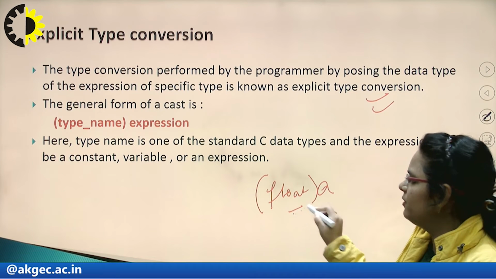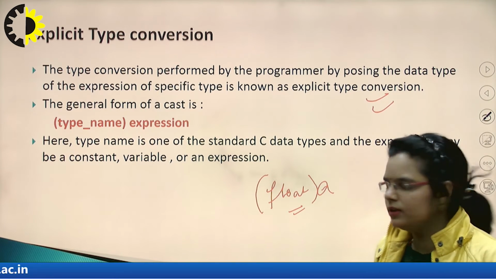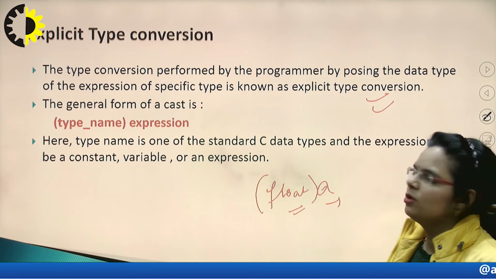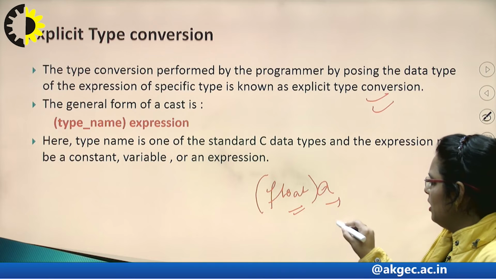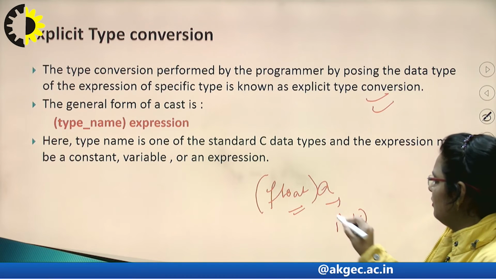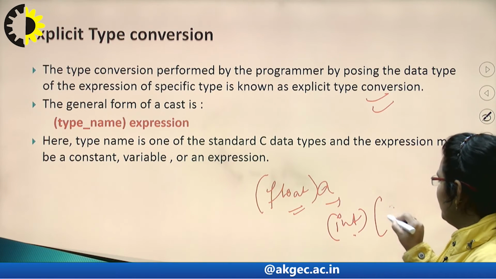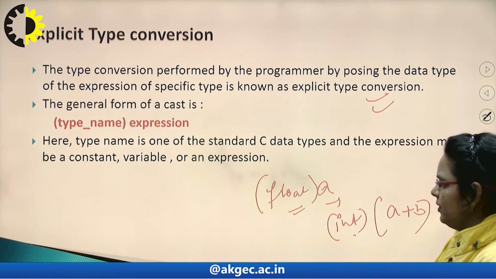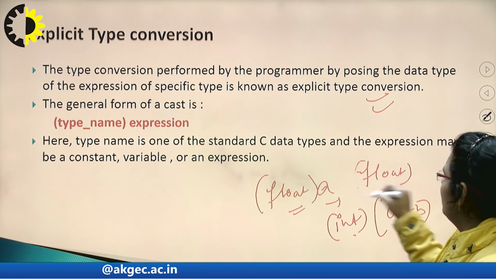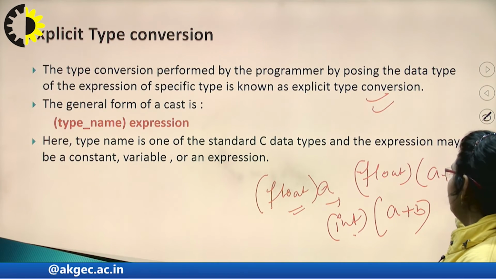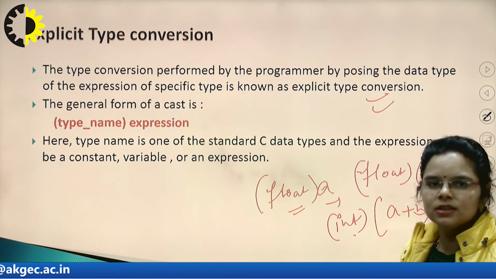First of all, the type name, the type in which we want to convert this variable, and here is the variable name, or you can say even an expression could also be included here. Suppose we are converting this entire expression A plus B into integer type, or converting this entire expression into float type. This is explicitly done by the programmer, not implicitly by the compiler.